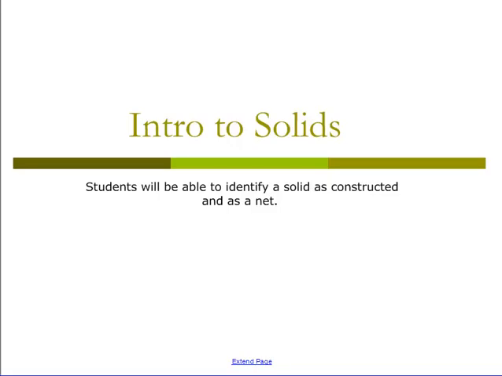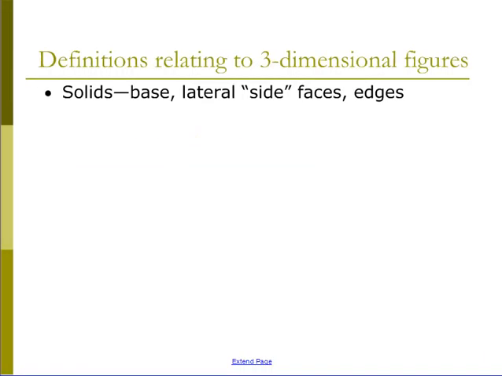Alright, so we're starting off chapter 12. We're doing intros to solids. We're going to be looking at three-dimensional shapes, and the entire chapter is finding the surface area of every solid. So we got to get through a couple terms.